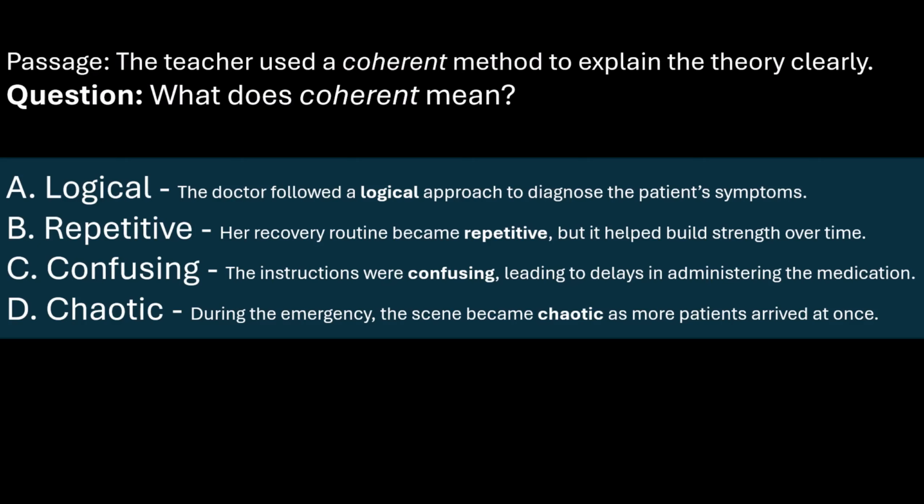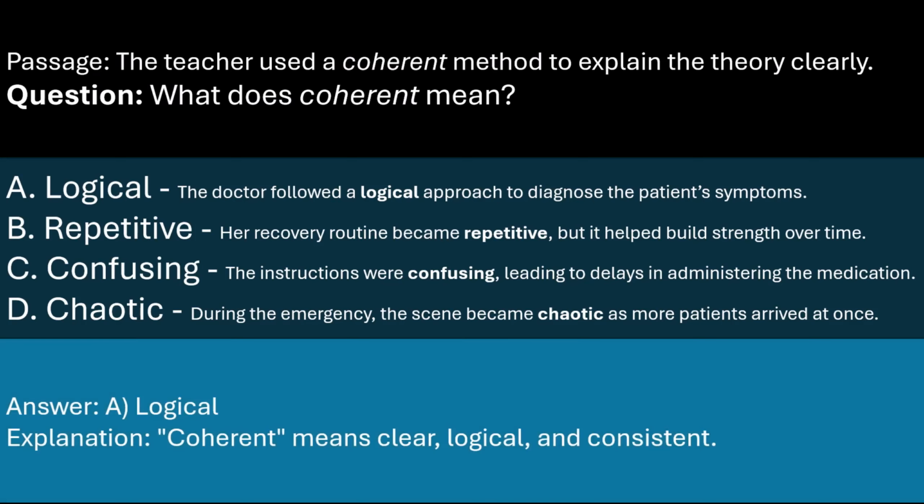So let's see. The teacher used a coherent method to explain the theory clearly. You can match it with logical or repetitive. I think logical would be the right answer. So let's see, option A, logical. Explanation: coherent means clear, logical, and consistent.